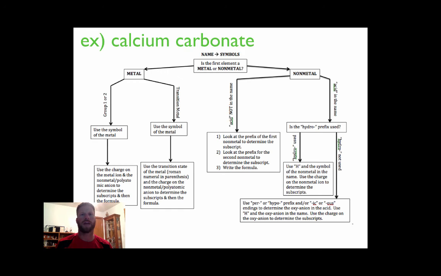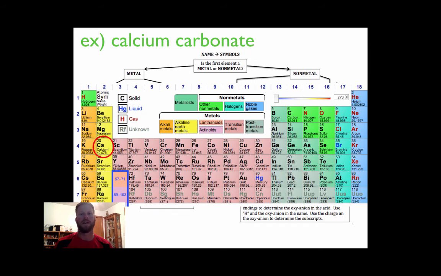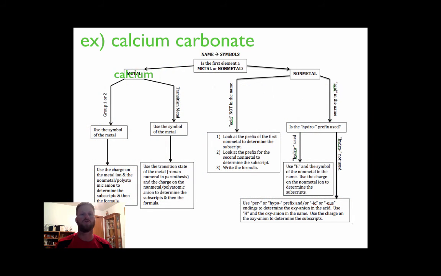Let's do the formula for calcium carbonate. Follow the game plan. Is calcium a metal or nonmetal? Calcium is right here on the periodic table, so we know it is a metal. It is also a group 2 metal, so we can follow this path on our flow chart. All we need is the symbol of the metal, Ca.